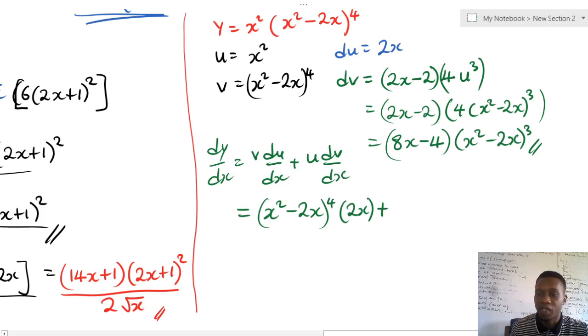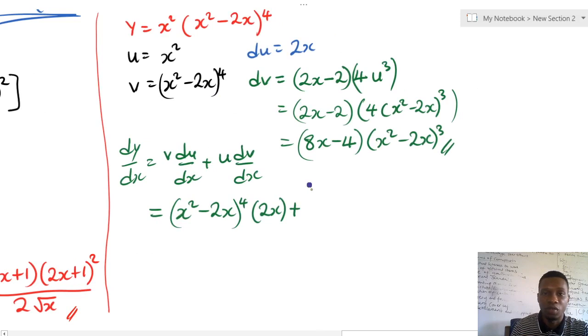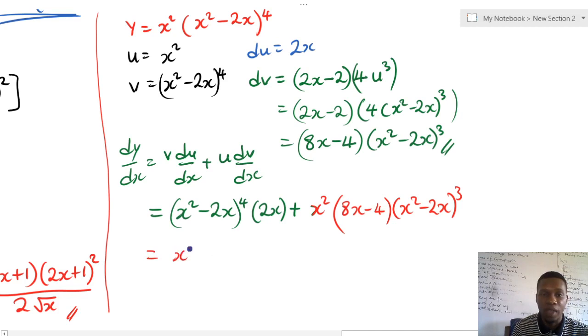So I have my u dv dx. U is what? X squared multiplying, let me use a different color to show everything from this side, x squared multiplying my dv dx, which is 8x minus 4 x squared minus 2x raised to the power of 3. So opening this, I have what? Now notice there's x squared here and there's x squared, so I can factorize x squared out. So I have x squared minus 2x raised to the power of 3. So what is remaining here is just 1x squared.